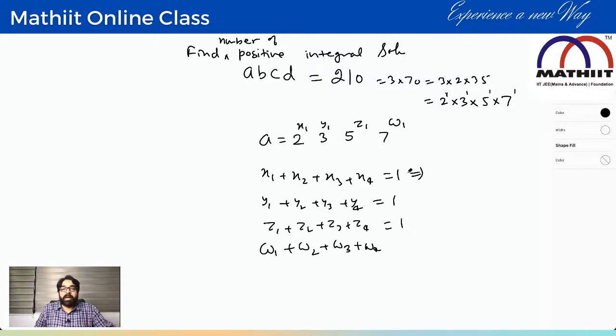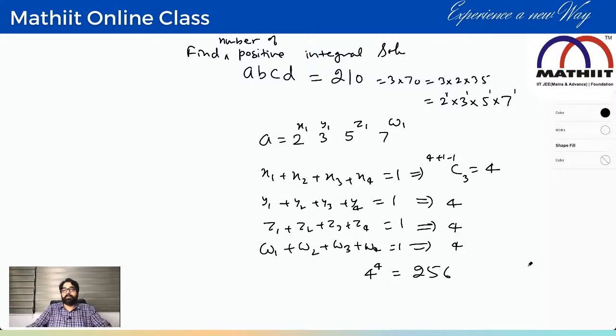So 4 plus 1 minus 1, C, 4 minus 1, that is 4C3. And that will become what? 4C3 is 4. This will also be 4, this will also be 4, this will also be 4. So 16 into 16, 4 power 4. So I think 256 will be the answer.